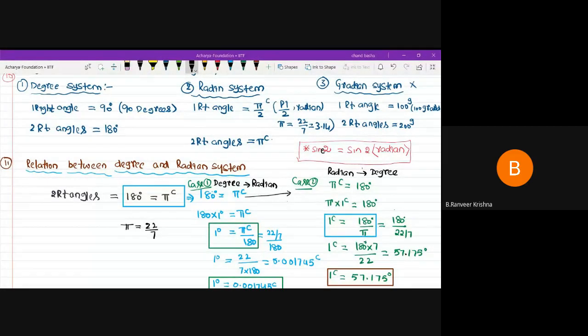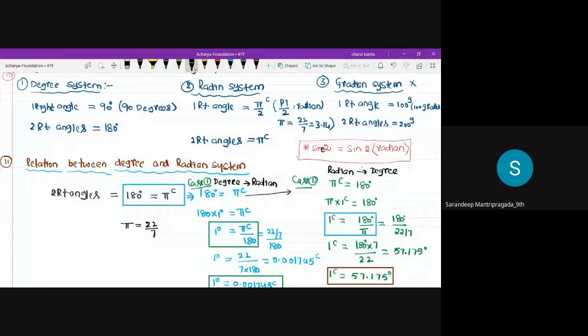Next, Sarandeep. Wait, Ranveer. Sarandeep. Sir, how is one right angle equal to pi radian by 2, sir? Yes, can you repeat again? Sir, how do we know that one right angle is equal to pi radian by 2?